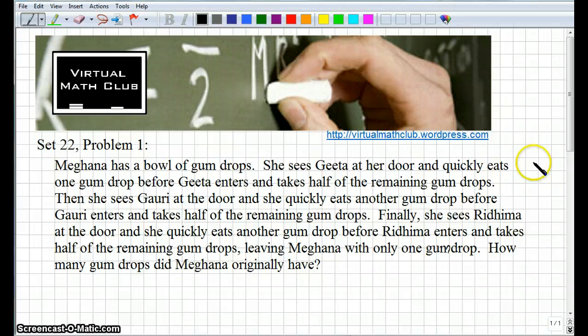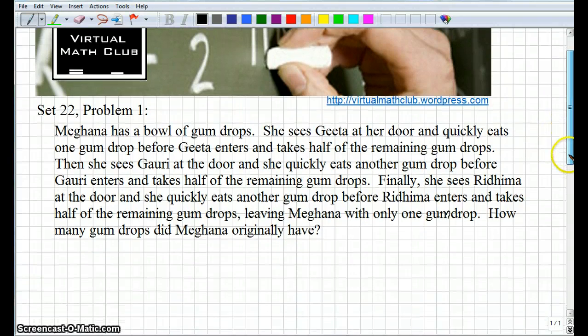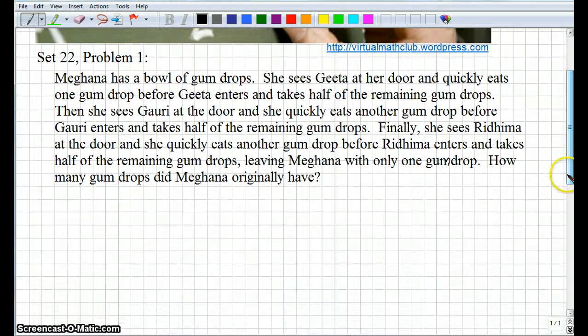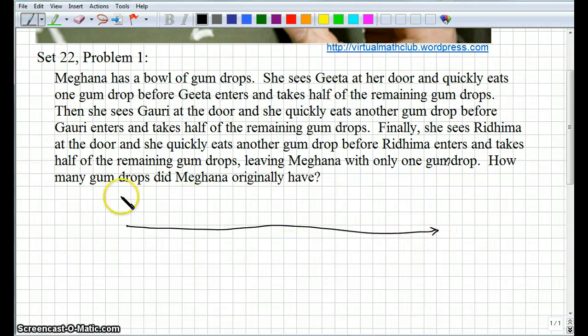Alright, well, this is mainly a problem of keeping track of all this information. We have Meghna, and she has these three friends, and they each take some of her gumdrops. Let's first of all draw a timeline here. So I'm just going to draw a line here. It's not a very straight line, but that'll do, right?